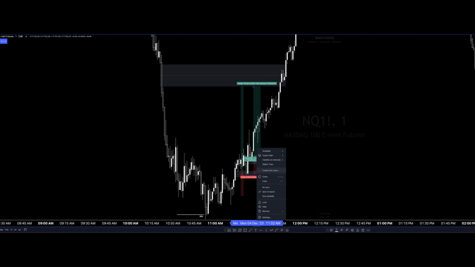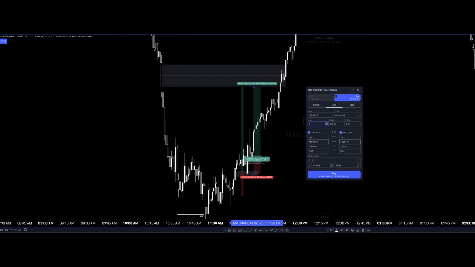And now I'm in 2 contracts, risking even less, 220. First it was like 260. Now risking even less, but making almost $1,600. So let's keep on going here. Let me move this to a side.